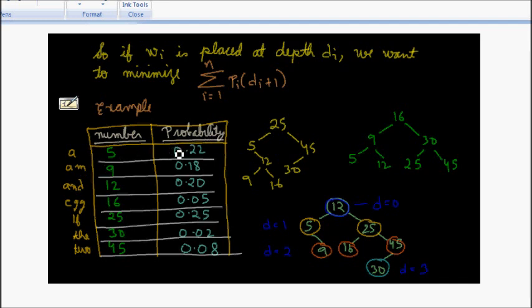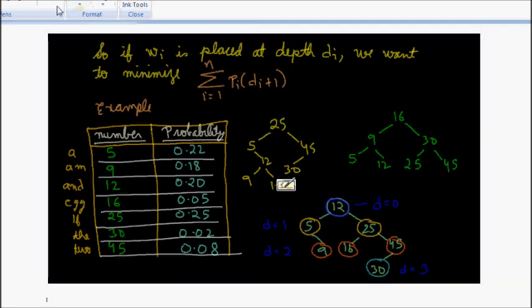So 5 can occur with probability 0.22, or 22% of times. 9 can occur 18% of times, something like this. And one thing more is that given these numbers, I can construct multiple binary search trees. It's not that we can construct a unique binary tree; we can construct multiple binary trees from given numbers. Like here I can start with root node as 25. So this is our case.